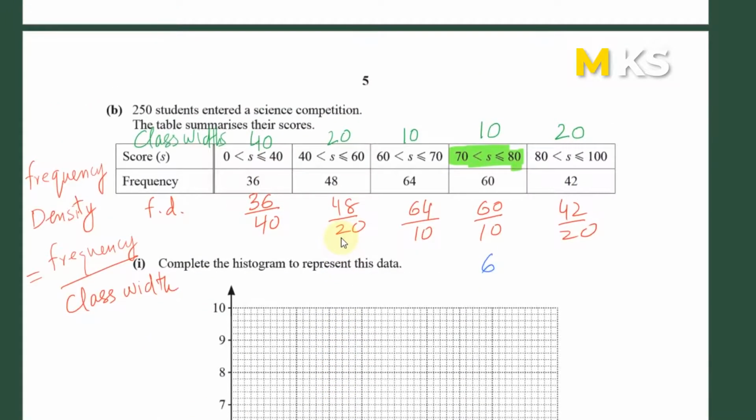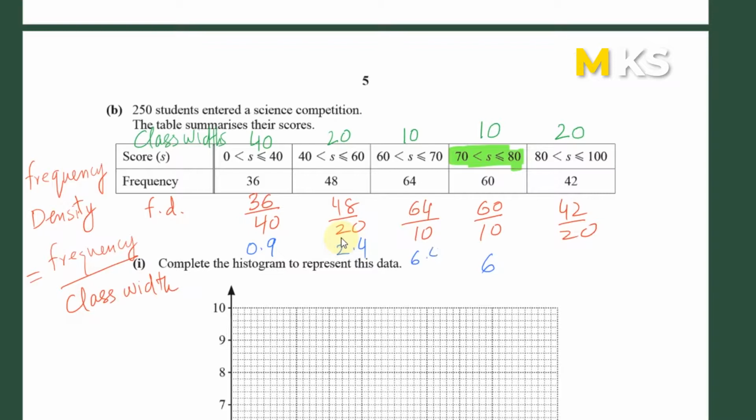Using a calculator, you can even do it mentally, but 36 over 40, this is paper 2, you can use a calculator, is 0.9. 48 divided by 20 will be 2.4. 36 divided by 4 is 9. 9 over 10 is 0.9. Same way, 48 divided by 2 is 24. Then divided by 10 is 2.4.